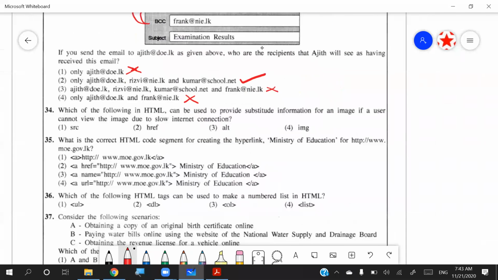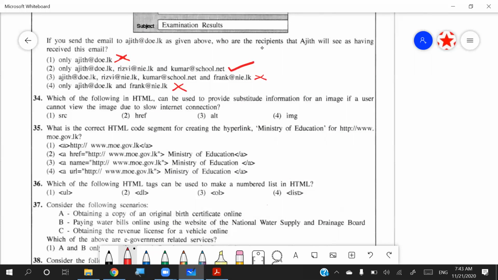34th, which of the following HTML can be used to provide substitute information for an image if a user cannot view the image due to slow internet connection? So when the internet connection is slow, some of the images are not being loaded, right? So we know if an image is not being loaded, if there is an alternate text inside your coding, that alternate text will be displayed. So how are we going to define the alternate text? When we are writing the img image tag, img is the main tag, then src will define what the image is, right?